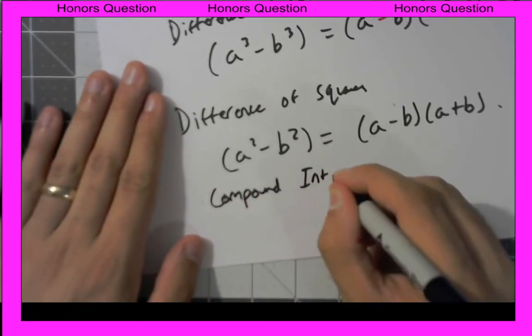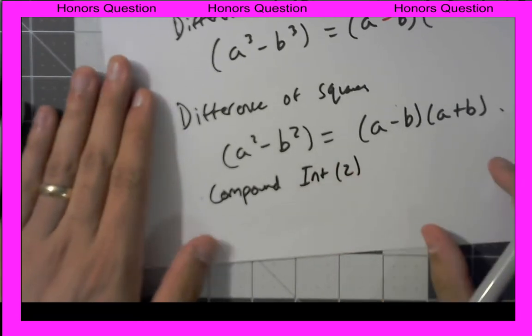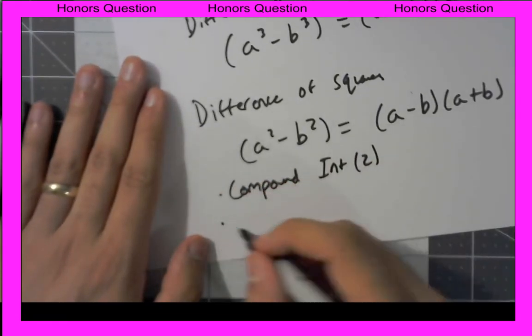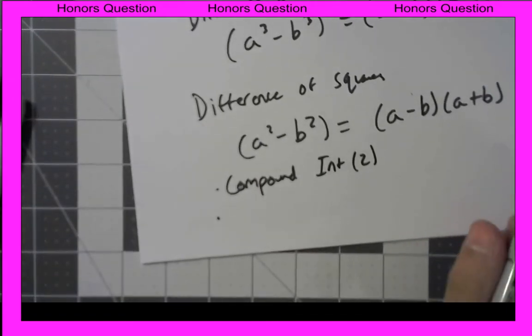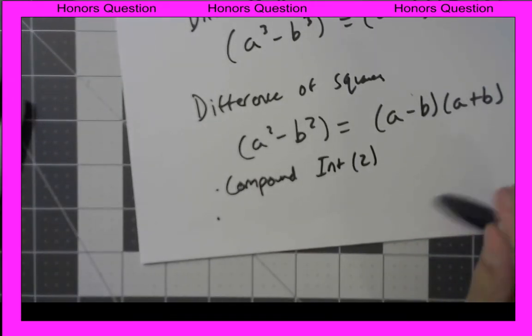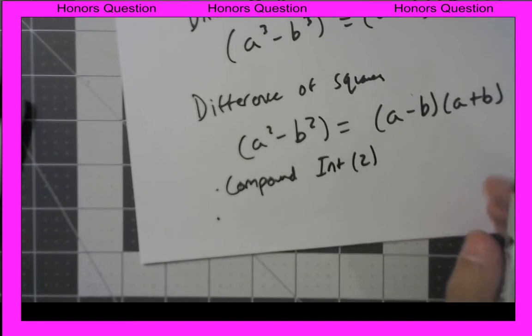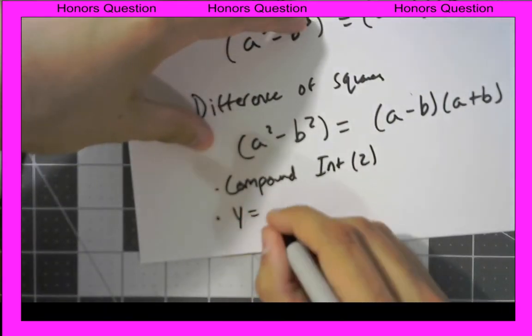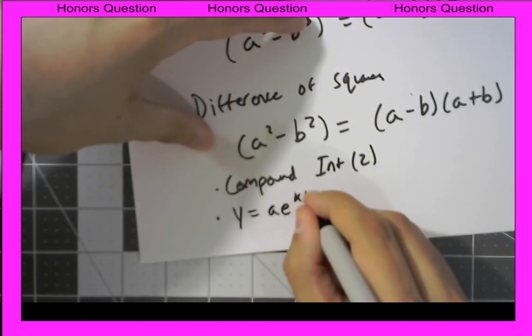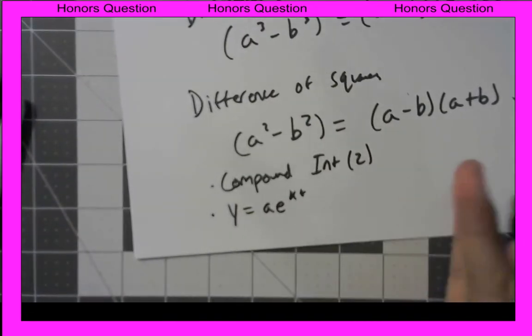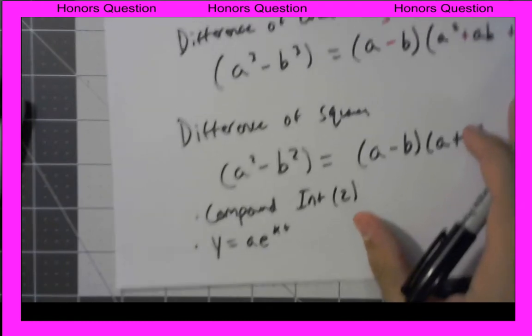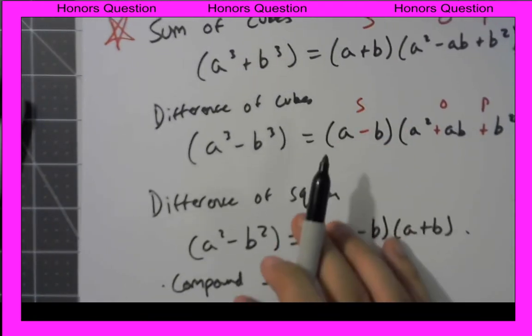Compound interest. There's 2 of them. What else do you need to memorize? Kind of this. That's kind of memorizing it. You need to memorize. Make sure you know these for sure.